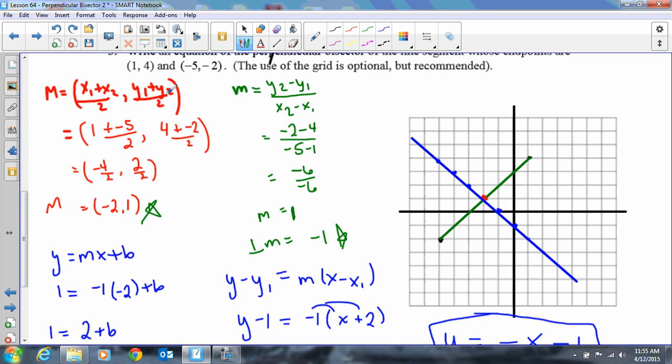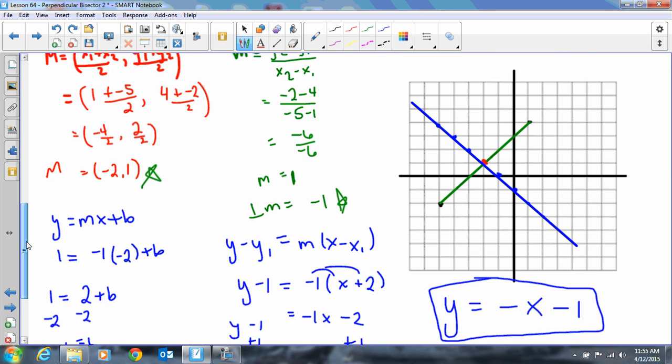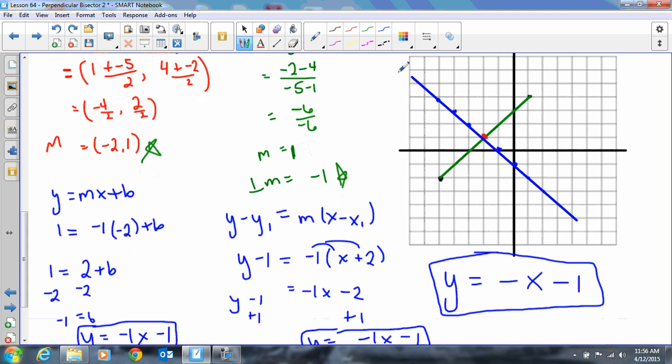So I found the midpoint algebraically to be negative 2, 1. I found the slope algebraically to be 1. I took the opposite reciprocal of that to get negative 1 and plugged those in, the midpoint and the perpendicular slope, into the equations of a line to get it. Again, you could also do this graphically. You can see this equation of the line hits at negative 1 for the b, so that's there, and then it goes down 1, right 1, so the slope is negative 1 over 1. So it could have been done graphically as well. So there's the answer for that.